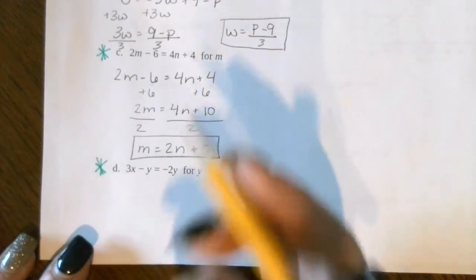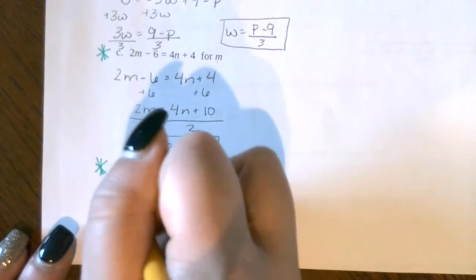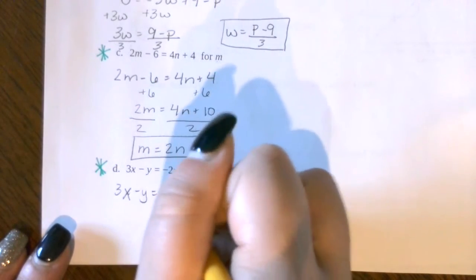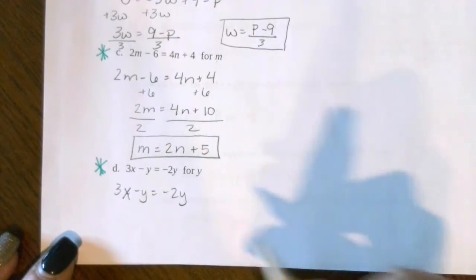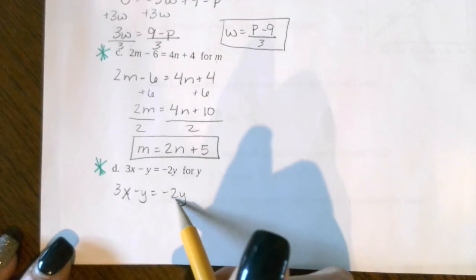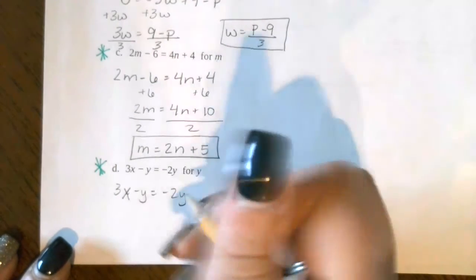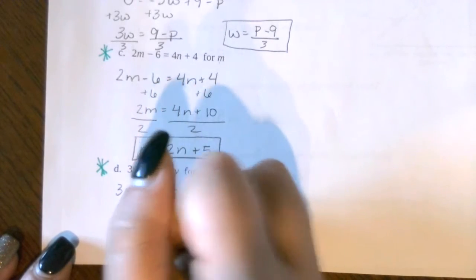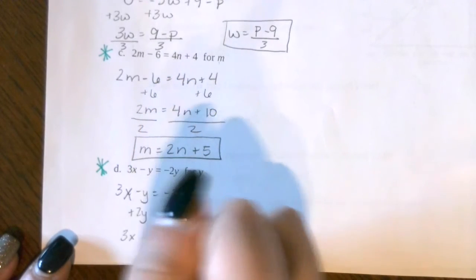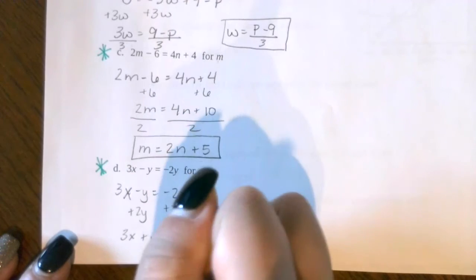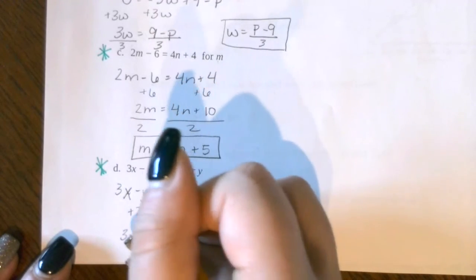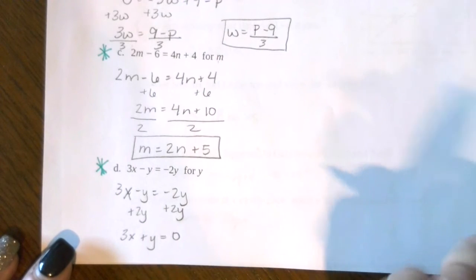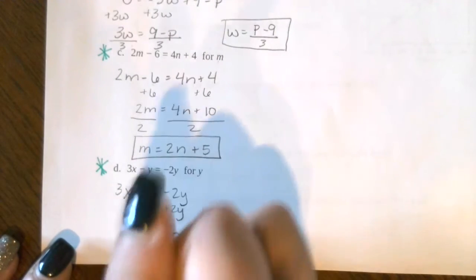I am solving for y, so I have 3x minus y equals negative 2y. All right, so trying to get my y's together, I'll just put them on this side, then they'll be positive. So I'm going to add 2y on both sides. That's going to give me 3x plus just 1y, because 2 minus 1 is 1. So that's going to be 0, which is fine for right now. We're not going to leave it that way, but we'll get it there.